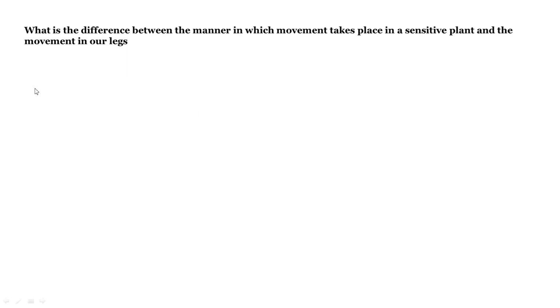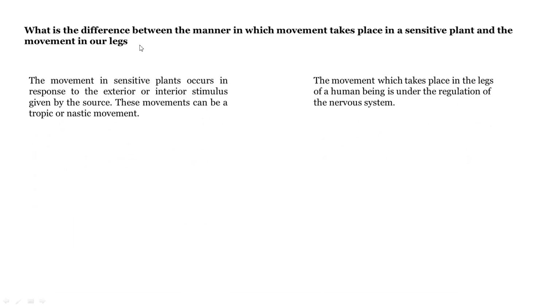Then coming on to the next question: what is the difference between the manner in which movement takes place in a sensitive plant and the movement in our legs? If such a question is asked, the answer is this. The first point: the movement in a sensitive plant occurs in response to an exterior or interior stimulus. Any stimulus which is external or internal is the source, and the movement is because of this stimulus, and these movements can be tropic or nastic movements.